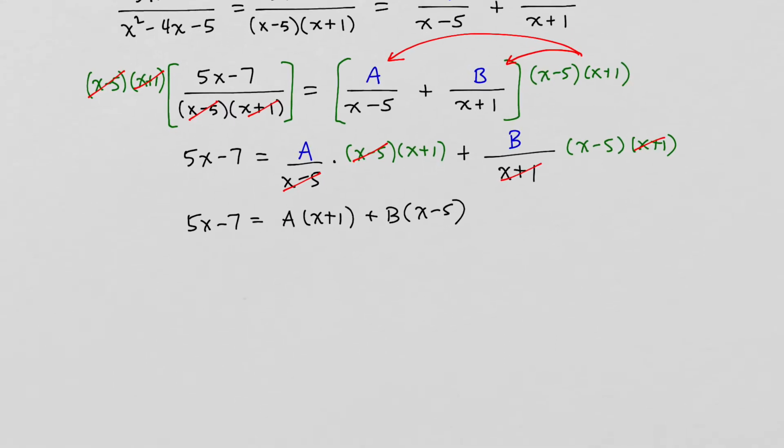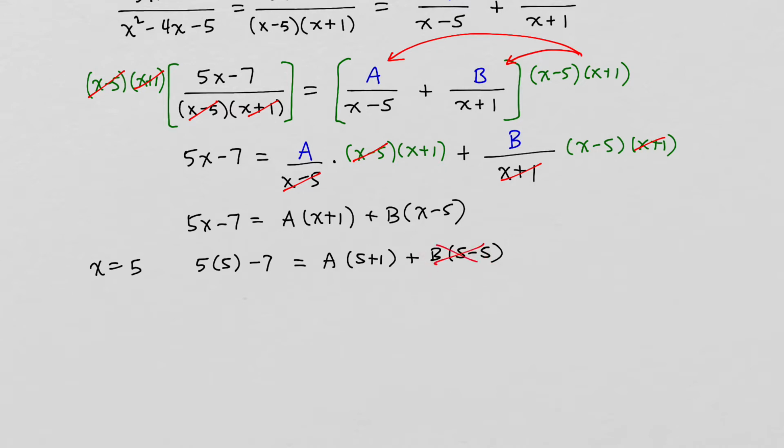Now, to solve for a and b, there's a couple of different ways that we can do it. The easiest way to do it is to simply let x be equal to some number, and good numbers to choose are numbers that make these factors equal to 0. So for example, if I choose x equals 5, on the left-hand side we get 5 times 5 minus 7. On the right-hand side we get a times 5 plus 1 plus b times 5 minus 5. And this is the beauty of it. 5 minus 5 is 0, and b times 0 is 0.